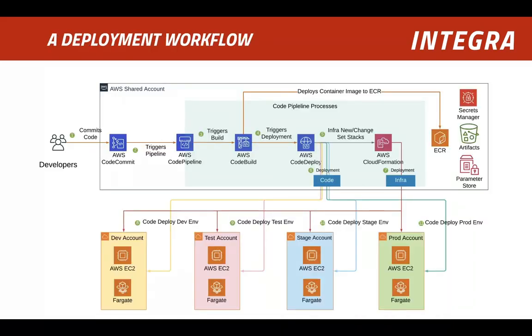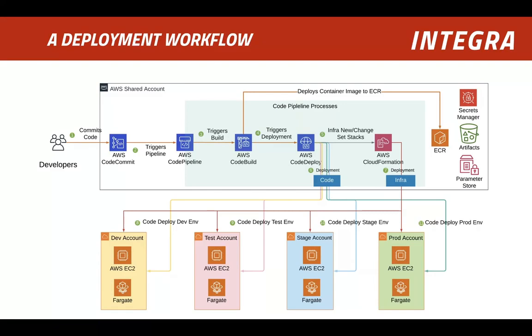Okay, so let's look at an example workflow. This is a CI/CD pipeline that deploys an application or a Docker container to Fargate. We have a shared account which hosts the repository and will be responsible for the pipeline deployment and will host all the necessary secrets and parameters for deployment across different accounts. We also have multiple accounts here for development, test, stage, and production.